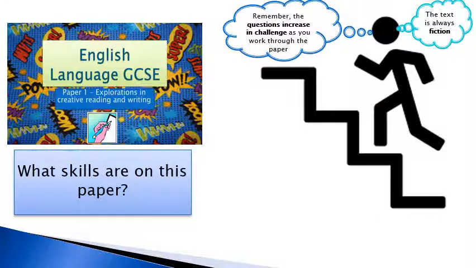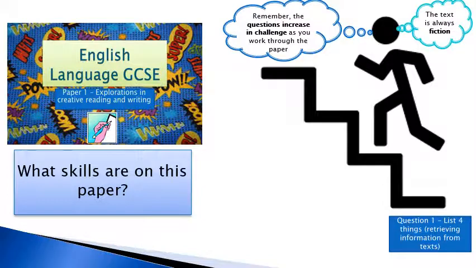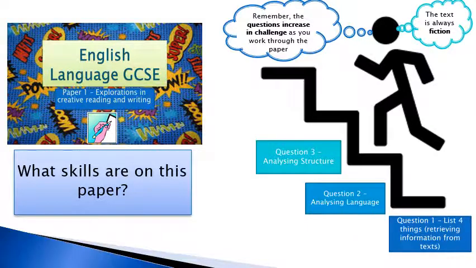I'm just going to remind you before we move on though about the different skills on the paper and what we've worked on so far. Question 1 is the simplest one, it's just list 4 things, retrieving information. Question 2 is the analysis of language that we did using the extract on Fahrenheit 451 in the previous week. We're now going to move on to analysing structure, so picking out structural devices, things like cyclical structures, repeated motifs, narrowing perspectives, things like that.